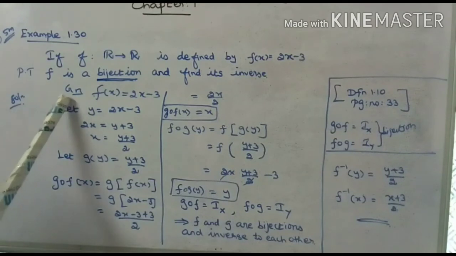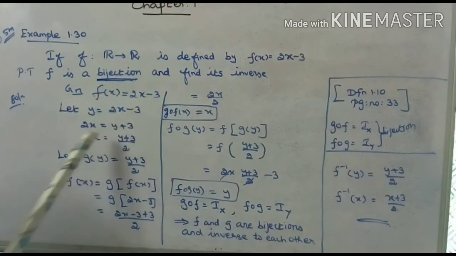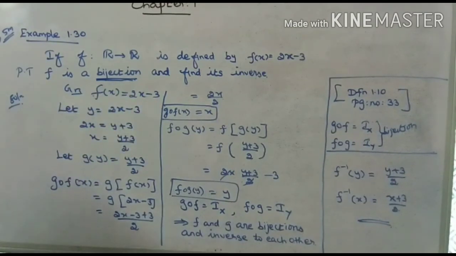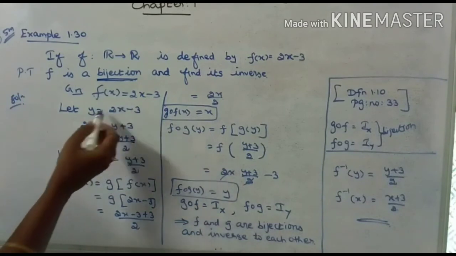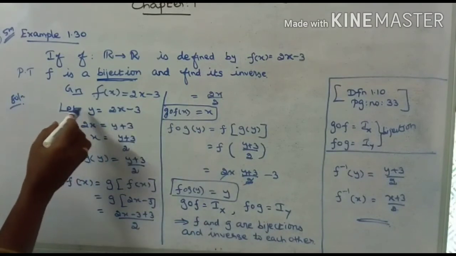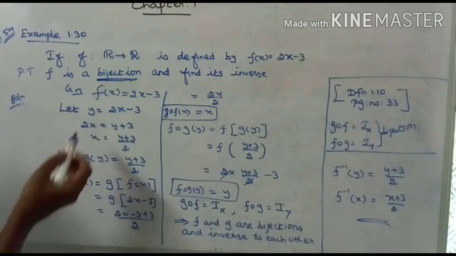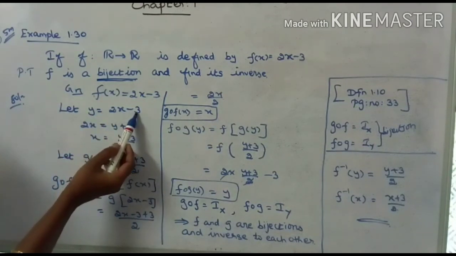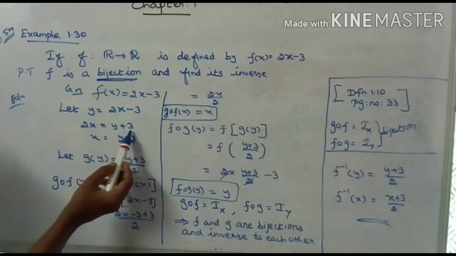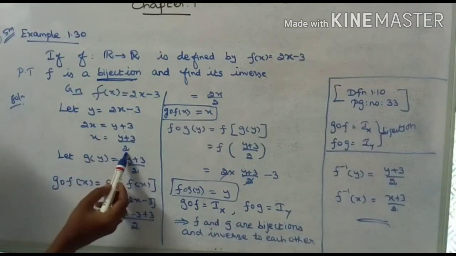Listen. So given f of x is 2x minus 3. This f of x value is the y value, that is the codomain. We substitute an x value in this place, we get the codomain or range value. Range value, select y. So let y be equal to 2x minus 3. We use this equation to find out the x value. So 2x equal to y plus 3, so x equal to y plus 3 by 2.